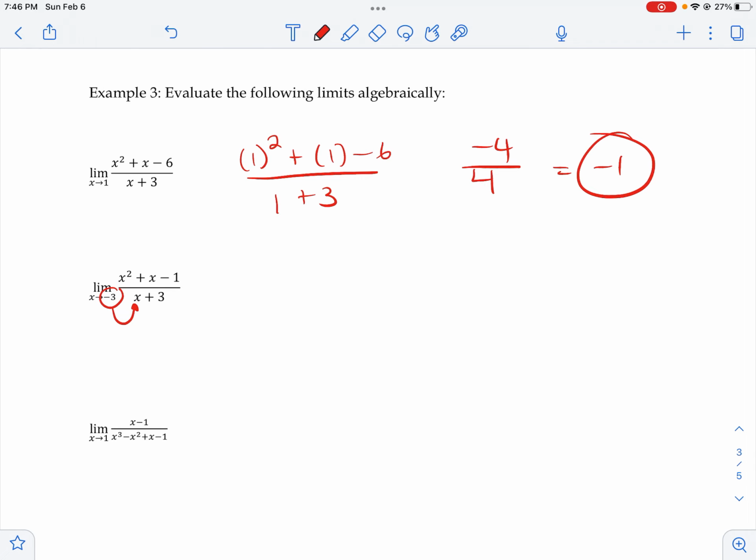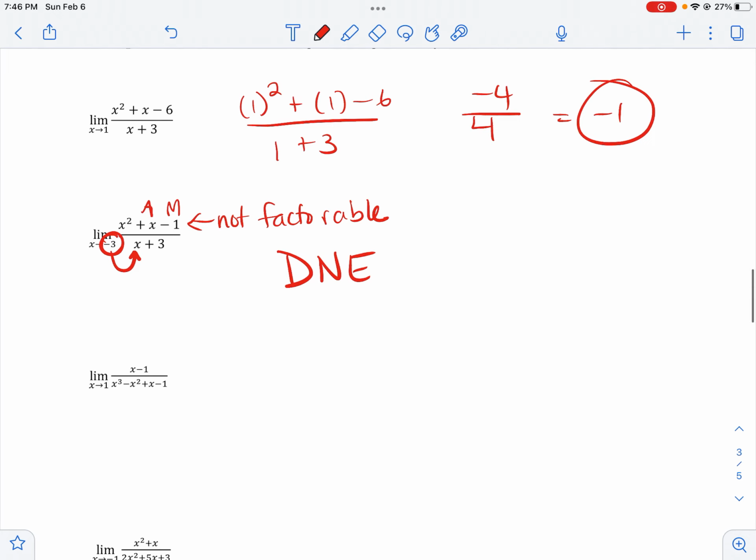So again, I'm going to attempt to manipulate it by dividing out a common factor. The top looks like it could be an add multiply, but there's no two numbers that multiply to negative 1 and add to 1. So this is not factorable. Again, not factorable. When it's not factorable, and when we plug in this value, it's where there's a vertical asymptote. It makes the denominator 0. Then we're just going to write that the limit does not exist. D-N-E. Next one.